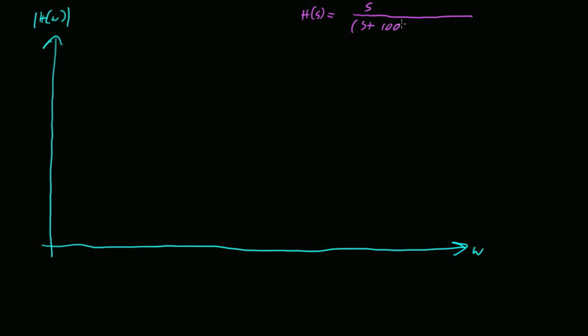Is this s plus 100 or s minus 100? S plus 100. What would happen if it was s minus 100? Where would my pole be? Where's my pole right now? Negative 100. Do I want my pole to be at negative 100 or positive 100? Negative. You always want your poles to have negative real parts so that the system is stable. Good. So I've got 1 zero and 2 poles.